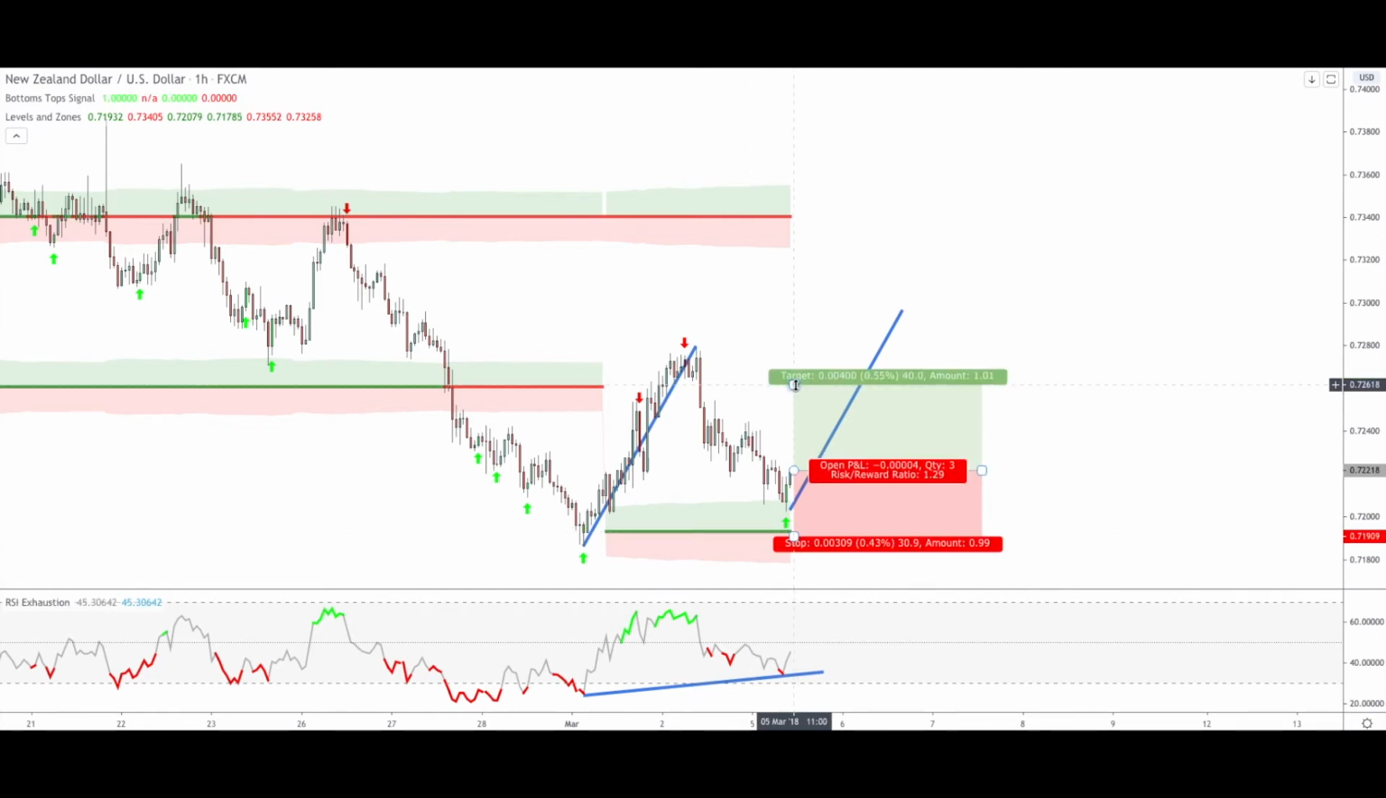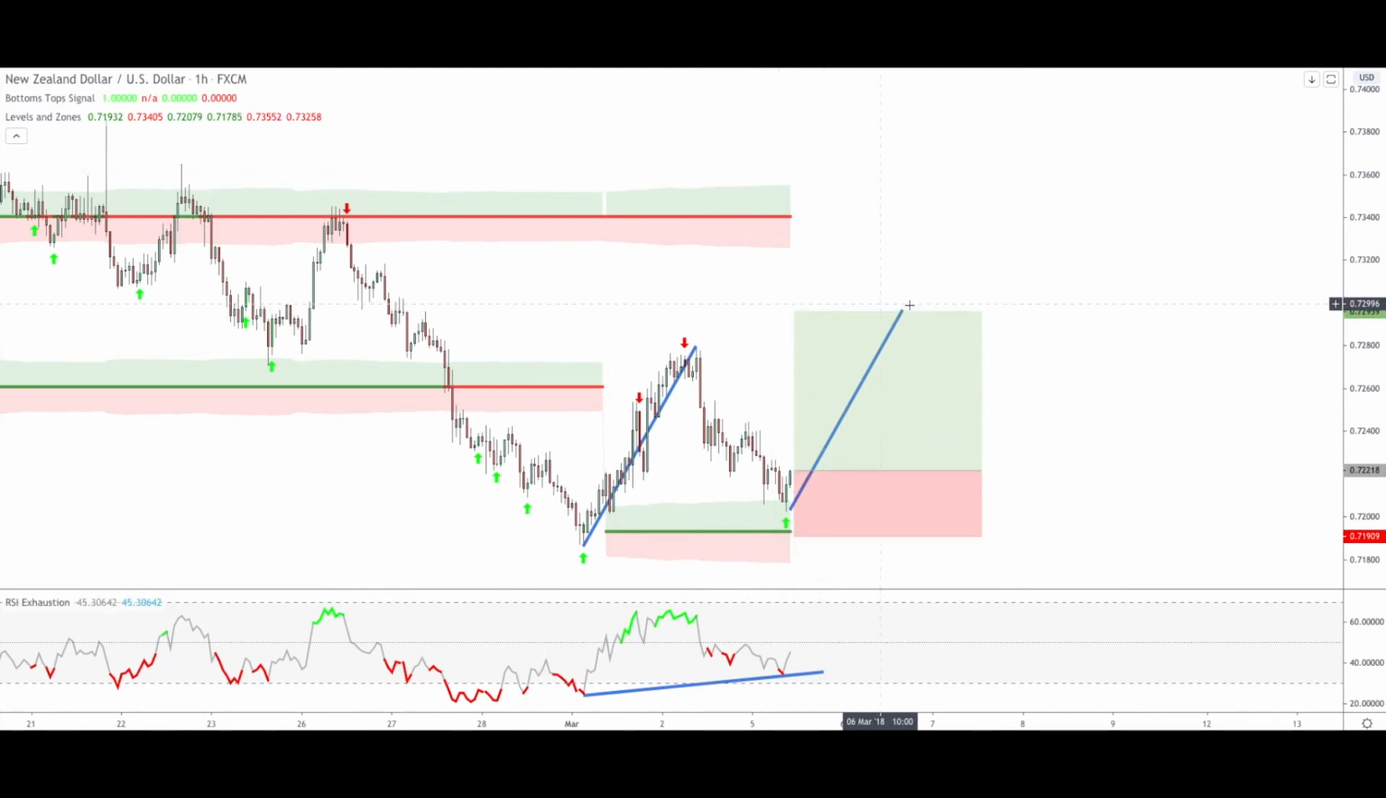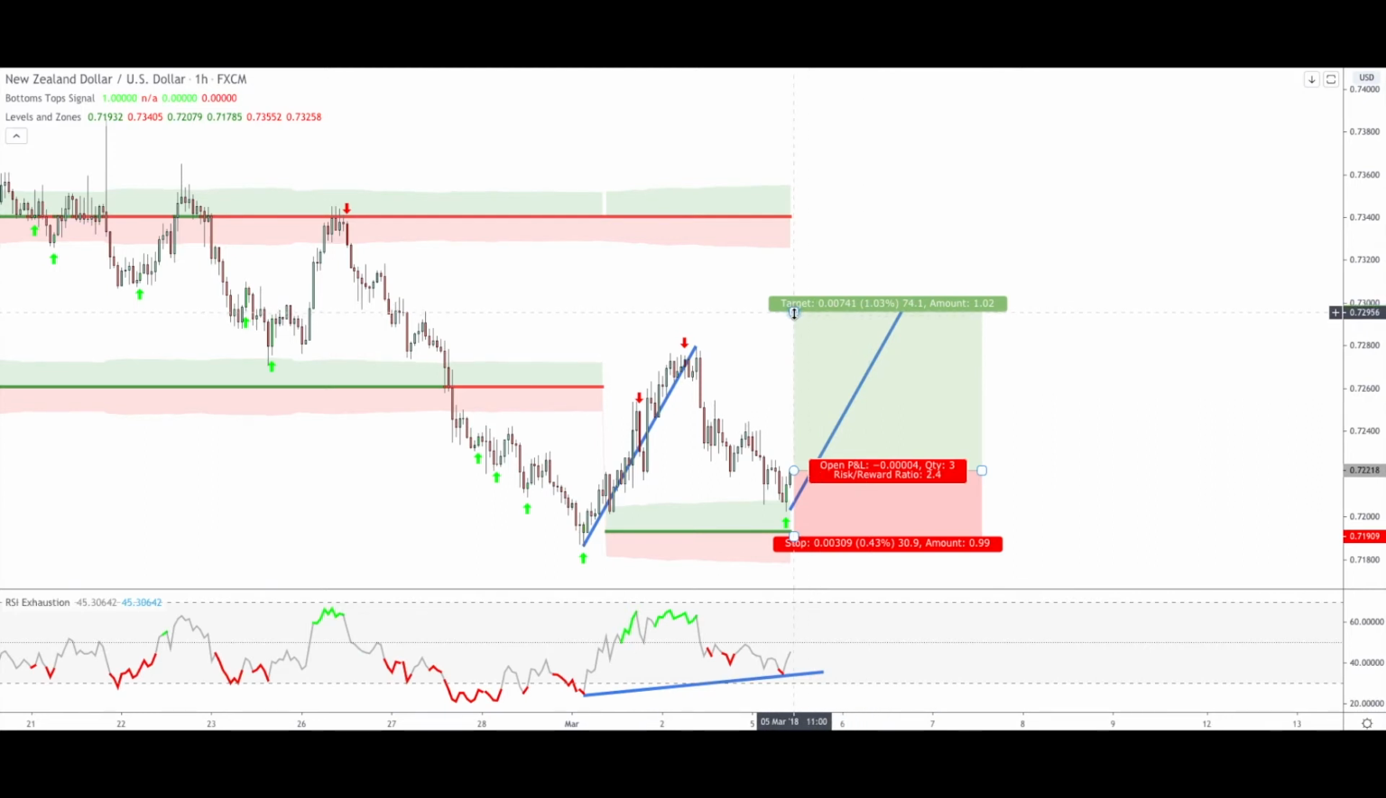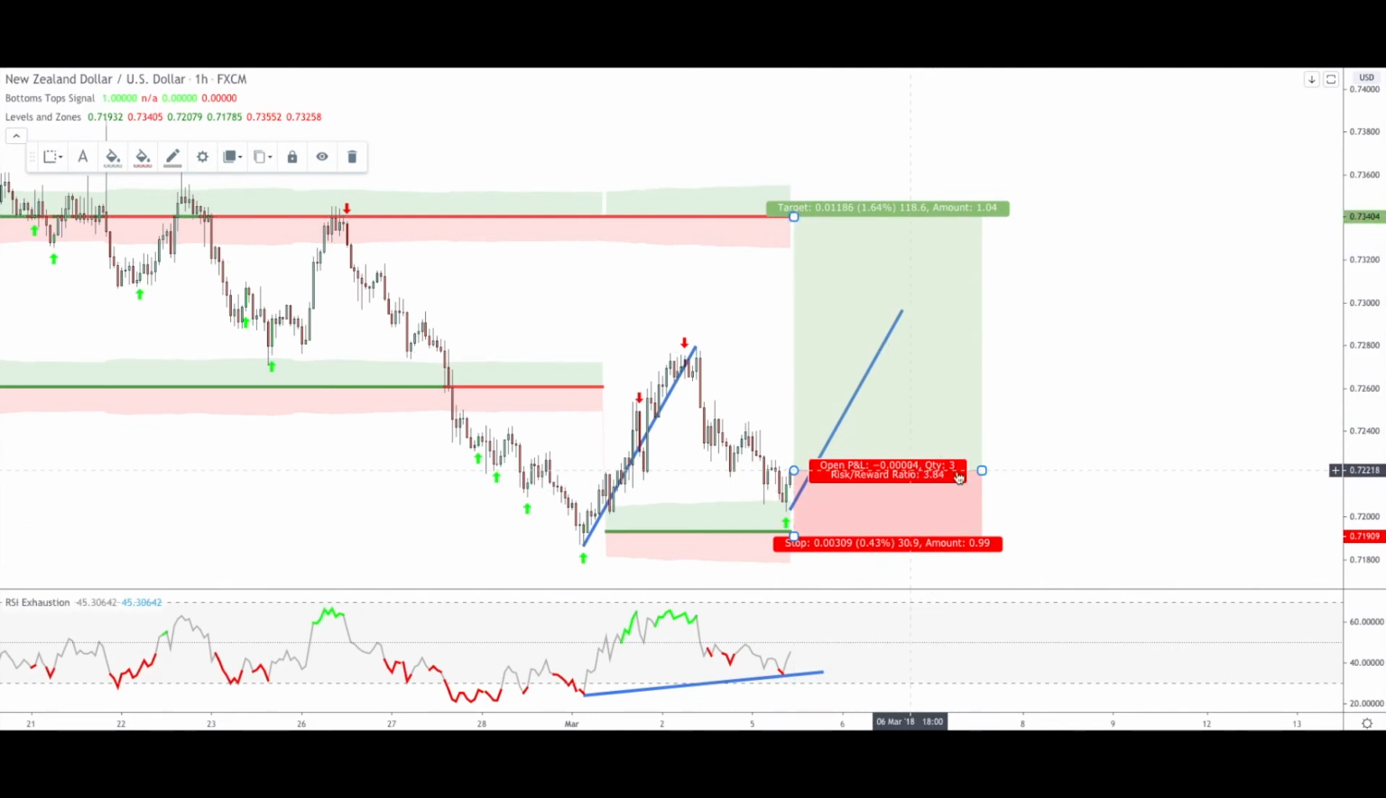Regarding the target, as I said before, the very, very likely target is going to be this one, okay? So this level up here. If you want to be a bit more aggressive, if you want to aim for a bigger risk reward, then you can leave the stop loss here and then look for a target up here, okay? So that your risk reward gets almost to 4x.